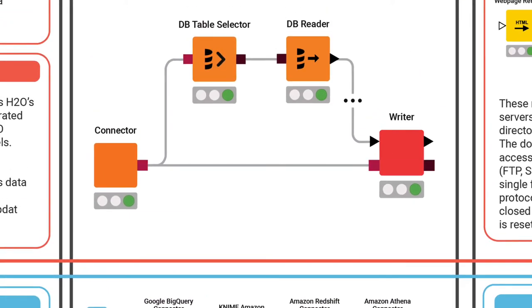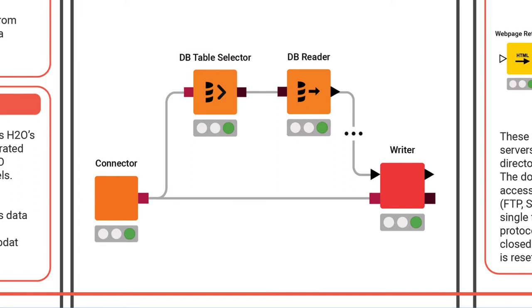KNIME offers dedicated nodes to perform in-database processing, which utilizes the computational power of the database system to process the data without it leaving the database. These nodes allow non-experts to build SQL statements in a visual way. The DB Reader node pulls the data into KNIME based on the SQL statement created by the previous nodes, which lets you use all other non-database nodes to work with your data.